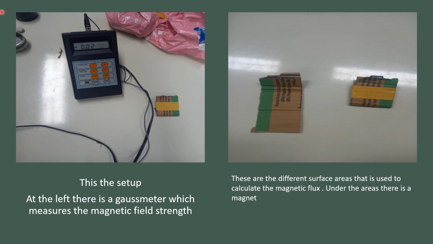This is my setup for this experiment. You can see a Gauss meter on the left part of the page. This is a Gauss meter which measures the magnetic field strength, and this is the first area I used. Under the area there is a magnet. These are the different areas I used to calculate the magnetic flux.